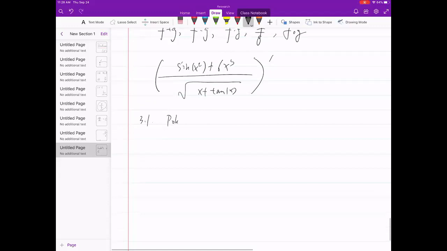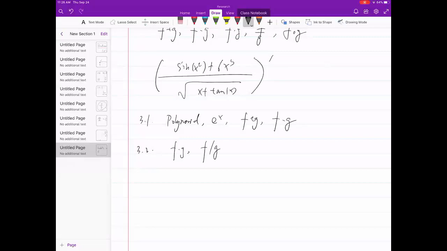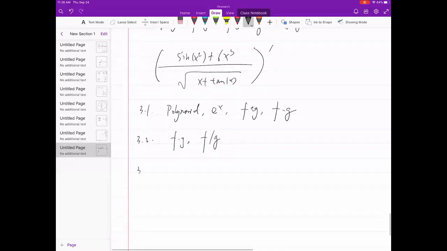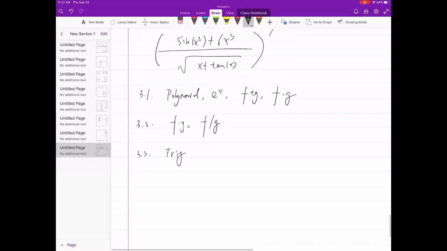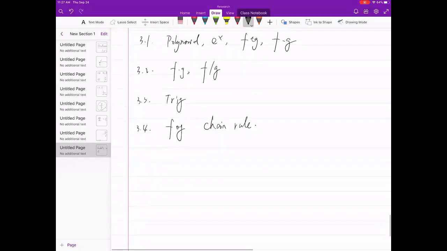Okay, some rough plan. We will do polynomial, exponential, f plus g, f minus g in the first section. We then do f times g and f divided by g in the second section, which is called product rule. We then do trig for a whole section. We then do f circle g, which is called chain rule. Then we deal with 3.5 and 6. That is implicit differentiation.